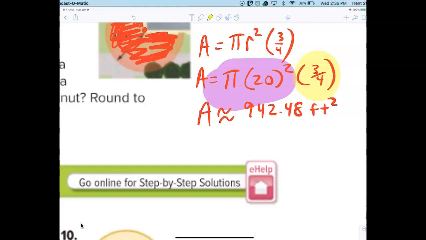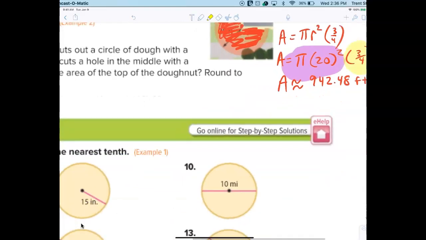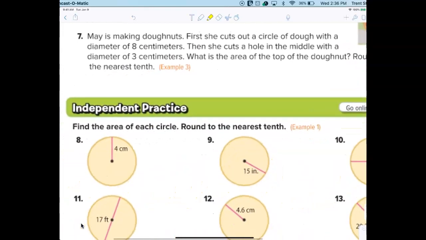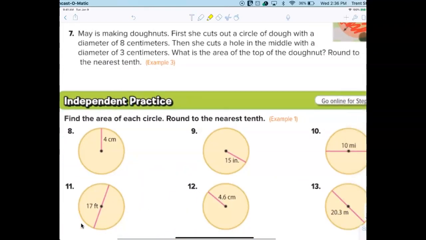All right, Lucas, I want you on the next problem. Read it carefully for me, please, and then try to tell me something. May is making donuts. First, she cuts out a circle of dough with a diameter of 8 centimeters. Then she puts a hole in the middle with a diameter of 3 centimeters. What is the area of the top of the donut?